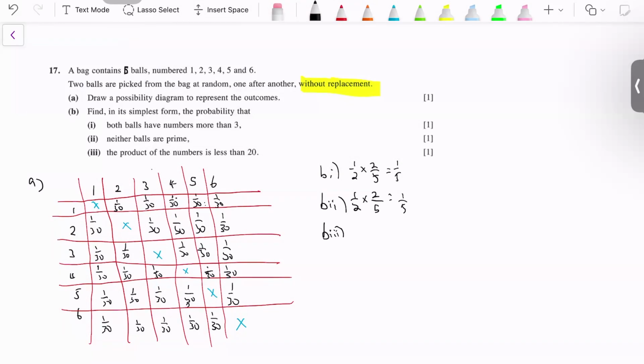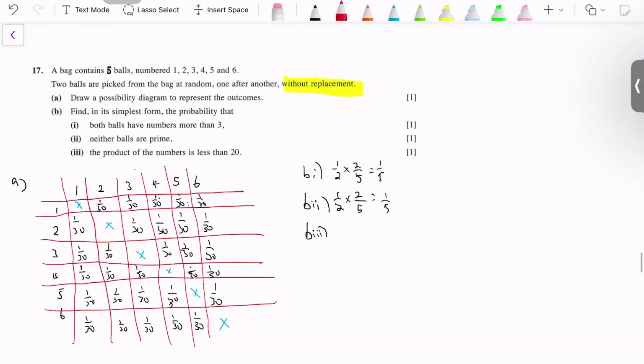So lastly, is that the product of the numbers is less than 20. So in fact, there are a lot of numbers which are less than 20. So we do the reverse. We find those numbers which give us more than 20. So in this case, it's either 5 multiplied by 6, or 6 multiplied by 4, 6 multiplied by 5, 6 multiplied by 6, or 4 multiplied by 6.